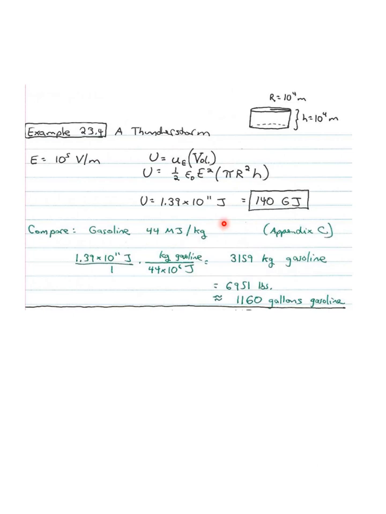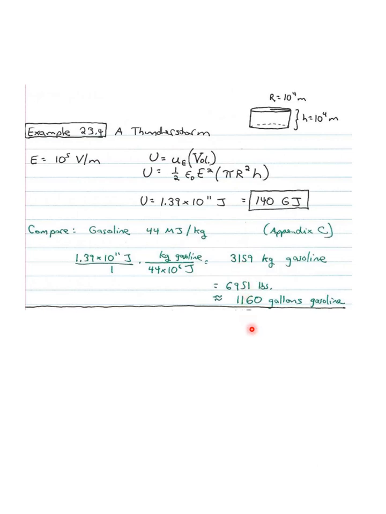Well, to see how much gasoline it would take to get that much energy that's in this thundercloud, we have 1.39 times 10 to the 11th joules. That's what we got as the answer. And then let's divide by 44 times 10 to the 6th joules per kilogram of gasoline. And that's 3159 kilograms of gasoline, or 6951 pounds, so more than 3 tons of gasoline.